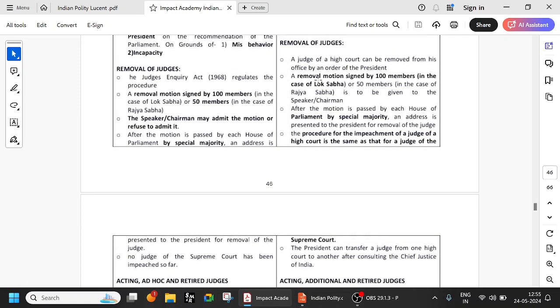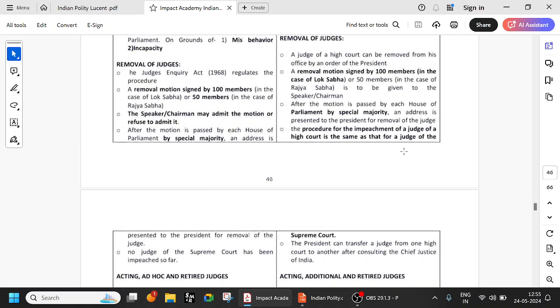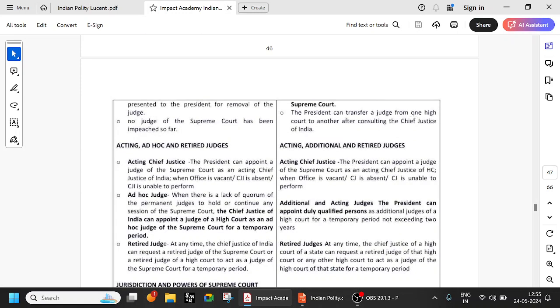A judge of the High Court can be removed from his office by an order of the President. A removal motion signed by 100 members in the case of Lok Sabha, 50 members in the case of Rajya Sabha is to be given to the Speaker. After the motion is passed by each House of Parliament, again by special majority, an address is presented to the President for the removal of the judge. The procedure for the impeachment of a judge of the High Court is the same as that of the judge of the Supreme Court. The President can transfer a judge from one High Court to another after consulting the Chief Justice of India.